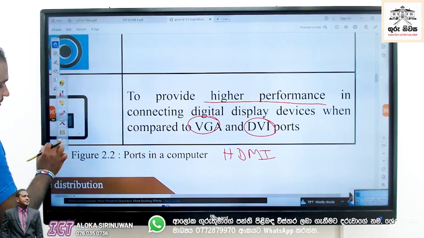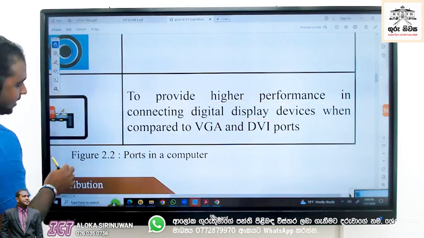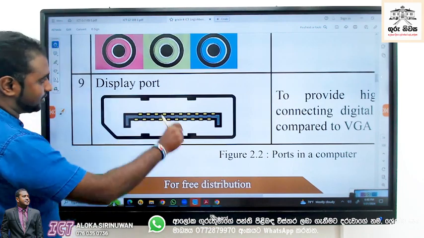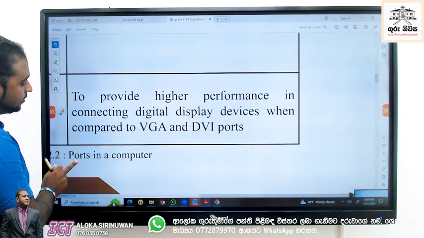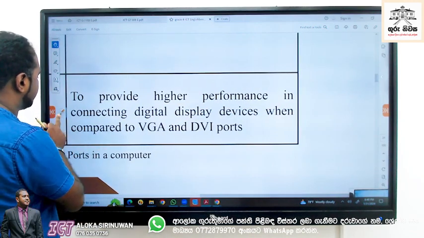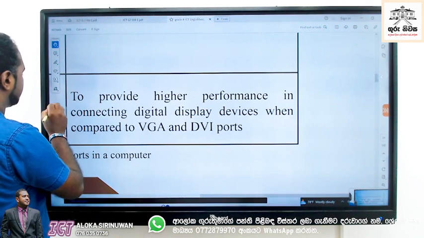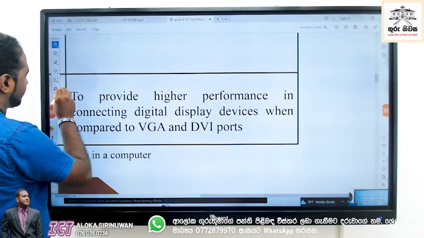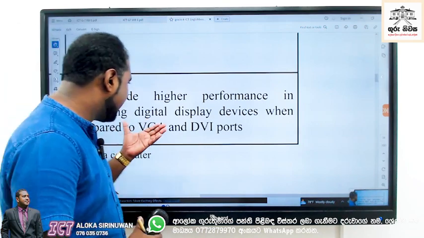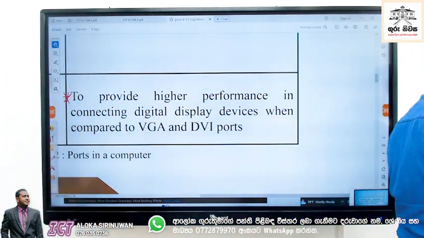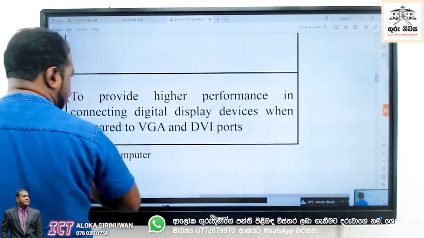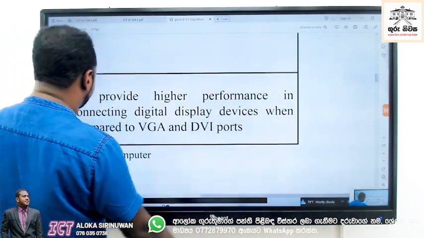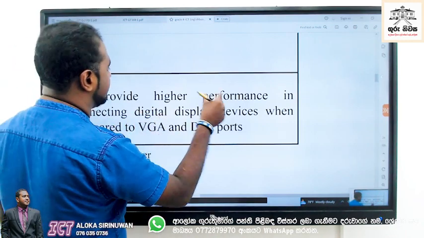Okay, Ramika, open your camera. Right, write it down. The title is display port, right? Okay, underneath that, the first point, write this, everyone. You can see this point on the board. Write this point. To provide high performance in connecting digital display devices when compared to VGA and DVI ports.